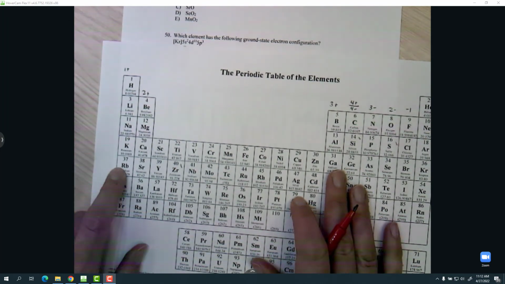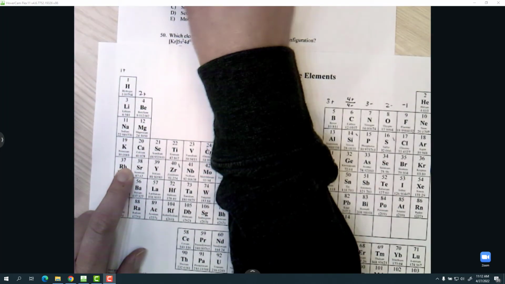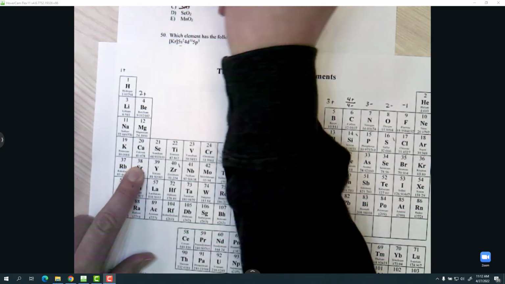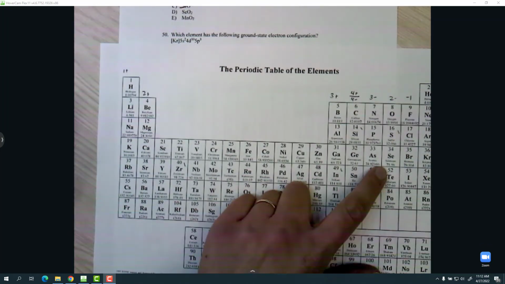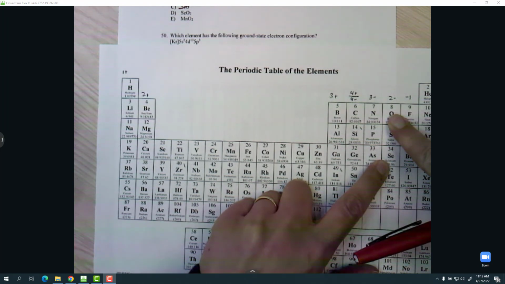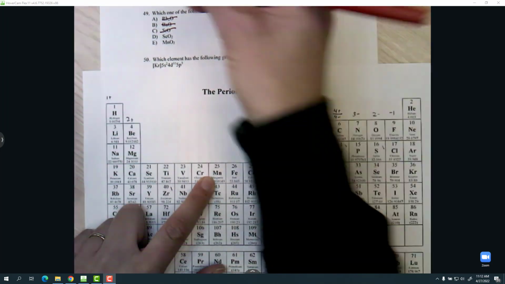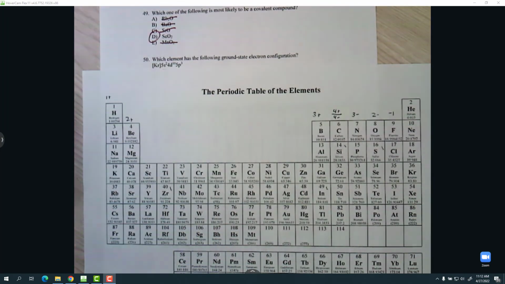So we've got rubidium, that's a metal, gone. Barium, that's a metal, gone. Strontium, that's a metal, gone. Selenium and oxygen are both over here, so that looks promising. And the manganese, that's a metal, gone. So it would be the selenium oxide.